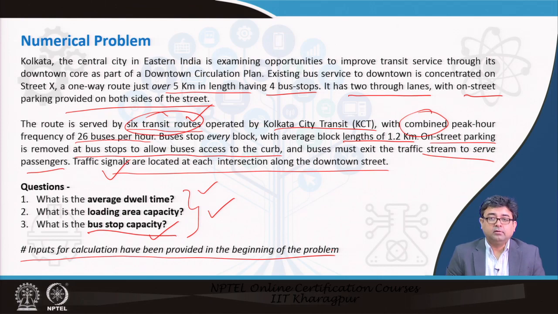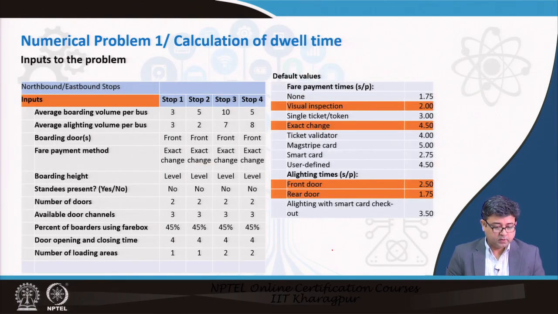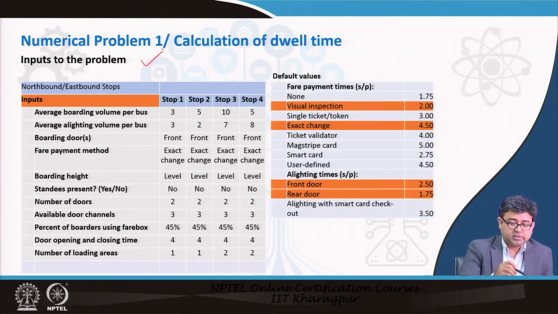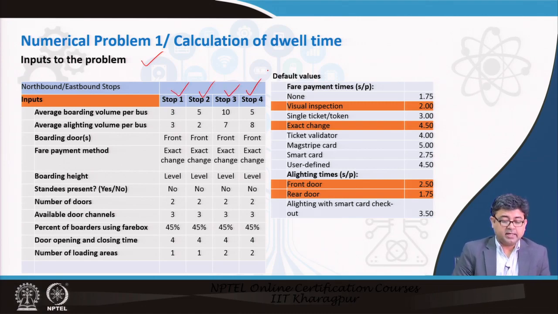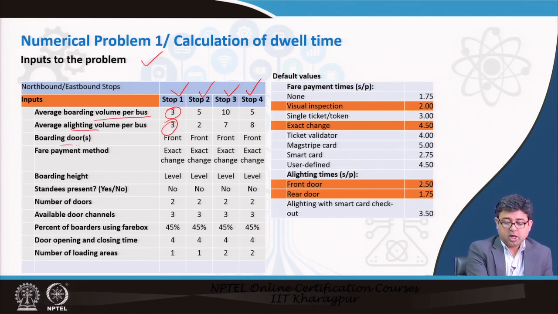Now let us first look at the inputs that will be needed to calculate each of these 3 parameters. So, the inputs needed for the problem: we know that there are 4 stops along that line. For each of the stops what you will need is the average boarding volume per bus, the average alighting volume per bus, and how many boarding doors there are and where they are. Is boarding allowed only through the front door, or back doors, or both doors? So, where are the boarding doors?